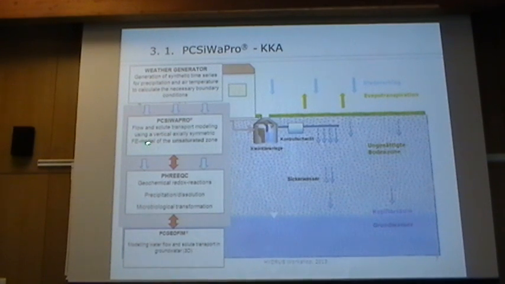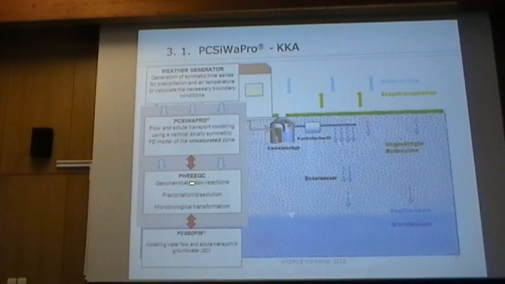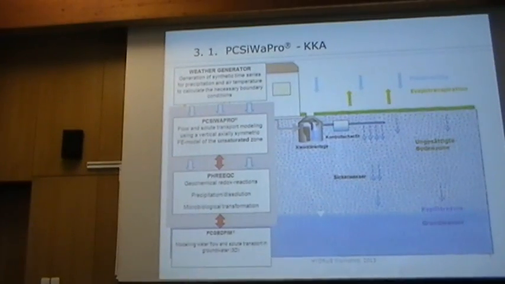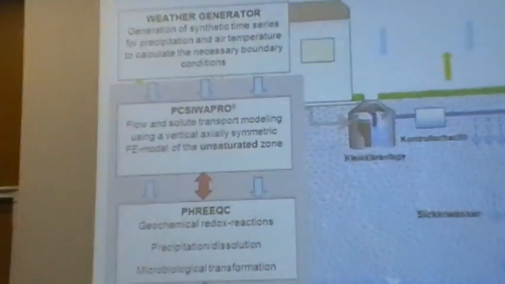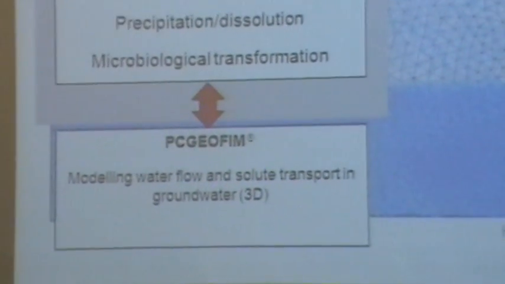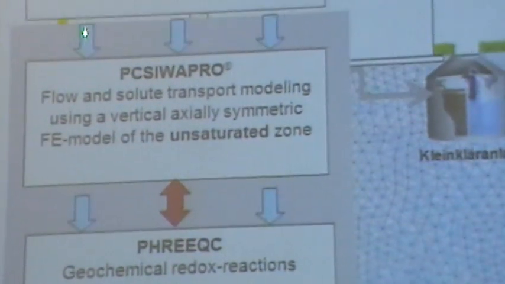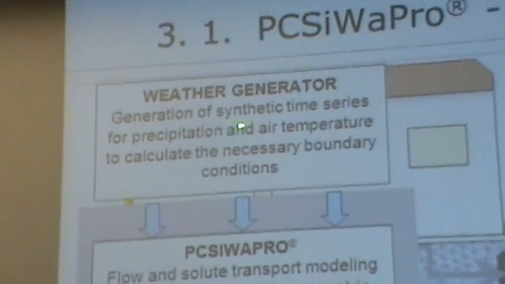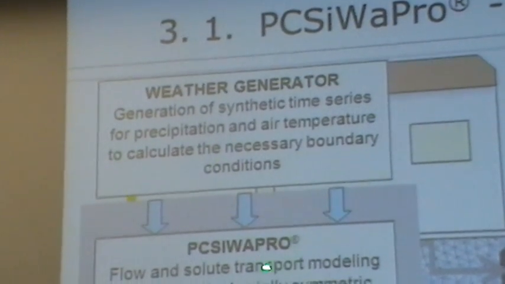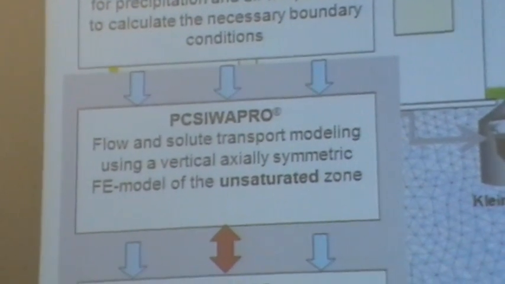So we have our model. It's a 1D, 2D finite element model for the unsaturated zone, which can simulate the flow and solid transport. We have coupled this model with FreeC to account for the geochemical redox reaction, precipitation and dissolution, and microbiological transformation. This model is also coupled with a 3D groundwater model to account for the water and solid transport in the saturated zone. And to account for the atmospheric conditions, we have further coupled our program with a weather generator.